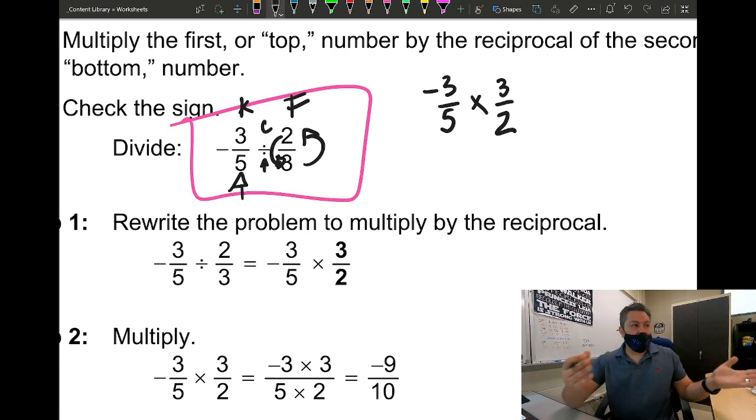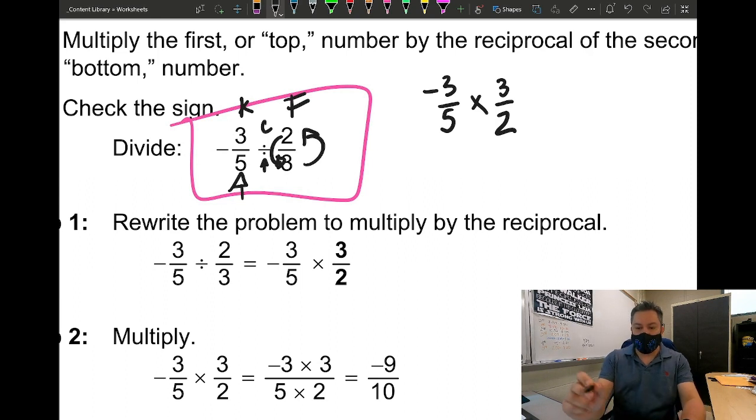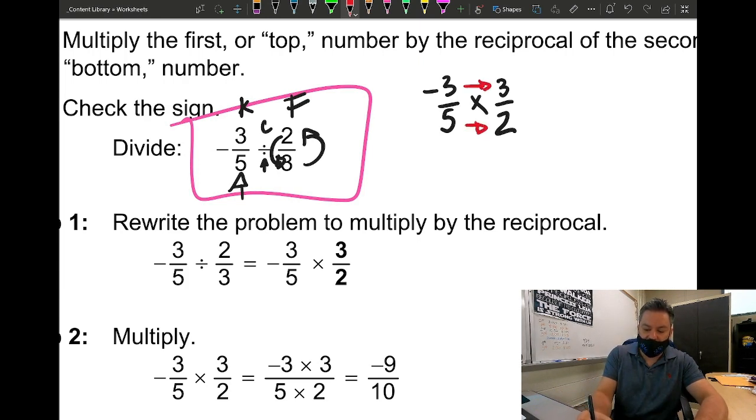And now we have a multiplication. What's good about multiplication is that whenever we multiply fractions, all we really have to do is just multiply straight across. Correct? So 3 times 3 is 9, and the bottom is 10. Can we simplify any further? We cannot, so my answer is going to be negative 9/10.